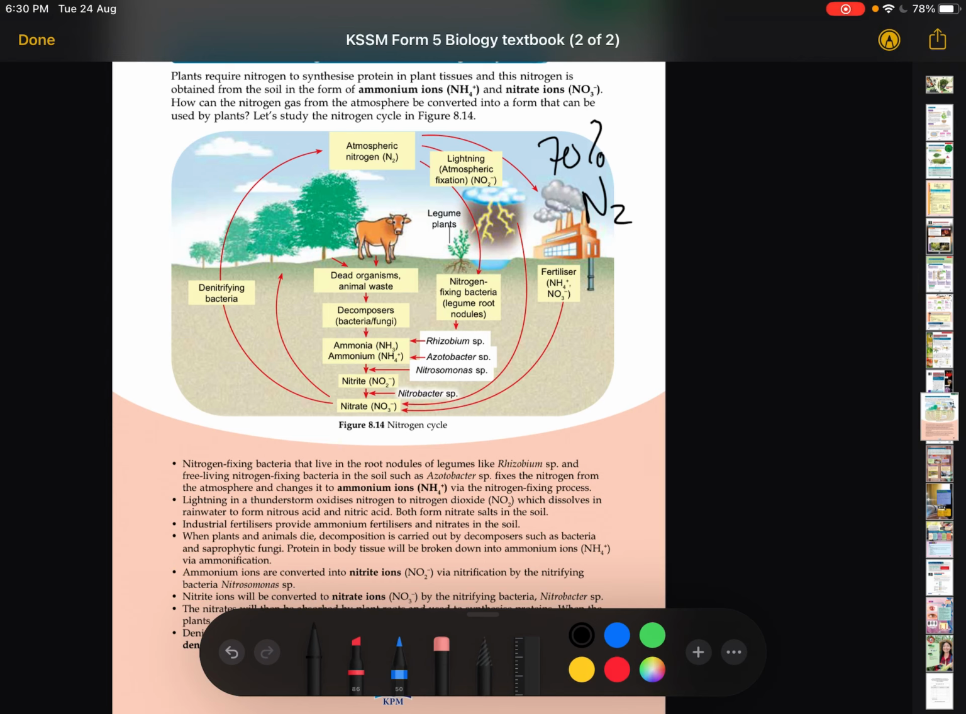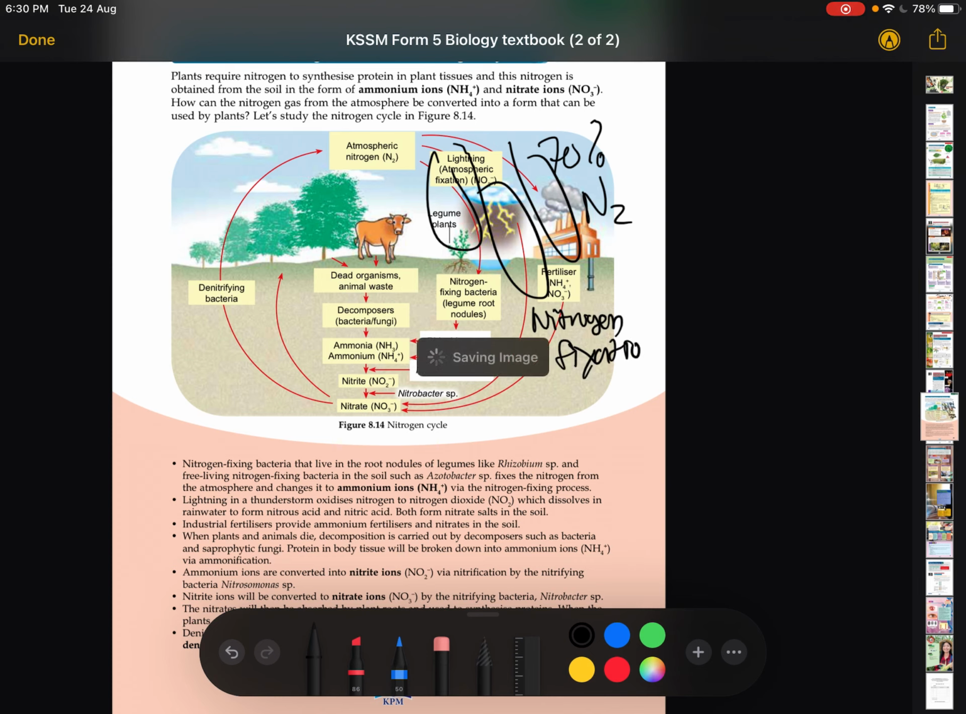First of all, it needs to be delivered back into the soil. There are two ways it can be delivered back to the soil: natural method or unnatural method. But all of these are called nitrogen fixation. So what is nitrogen fixation? It is the process of converting the nitrogen in the air to become nitrogen in the soil.